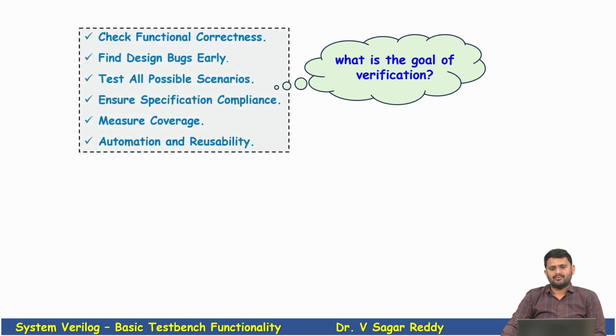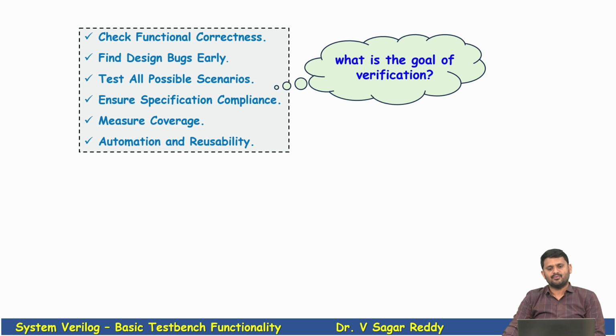The first goal of verification is to check functional correctness. We need to make sure the design works exactly as per the specification. Whatever is written in the design document, the circuit must do the same thing. For example, if you take an ALU, it should add, subtract, and multiply, and each operation must work correctly for all valid inputs.